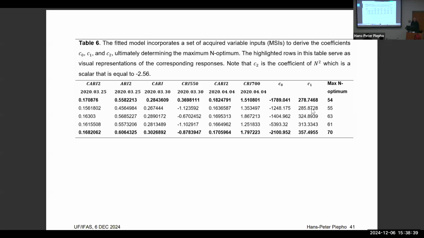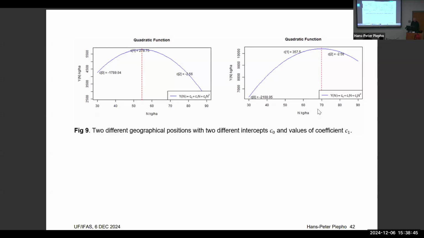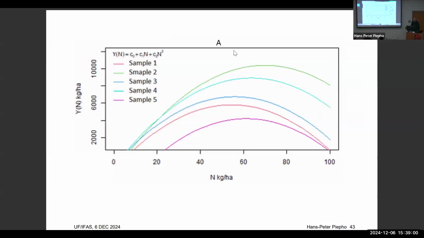to the side here. So you've got varying optimum rates that come out of this. And here's just an illustration of two instances, two points in the field where you have a quadratic model in both, but the optimum changes. And another illustration, five points, so a bunch of lines.